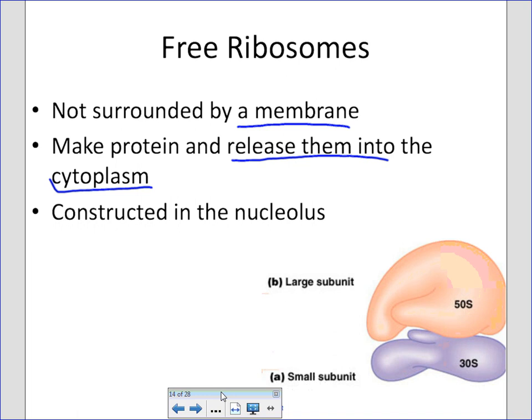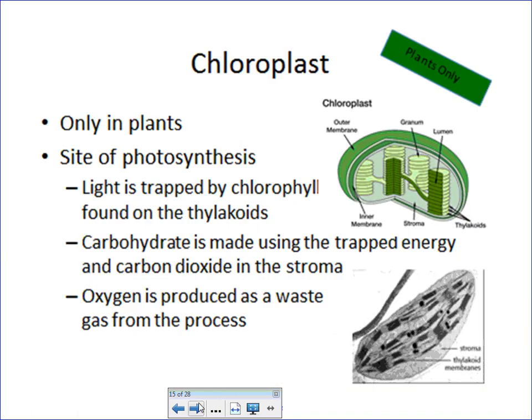And all ribosomes are constructed in the area in the nucleus referred to as the nucleolus. Ribosomes are composed of two parts. There is a large subunit and a small subunit. The large subunit is just going to be a larger molecule. The small subunit is obviously a smaller molecule. Together, the two parts come together to make up a ribosome.